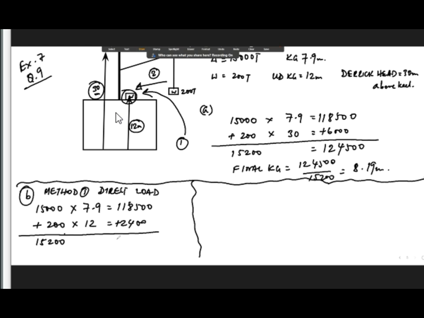And this will be 120900. So final KG 7.954. 120900 divided by 15,200, that is 7.954. Yeah. So this is the straightforward method.